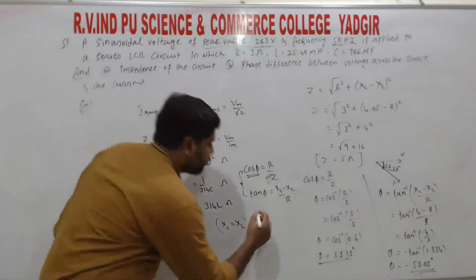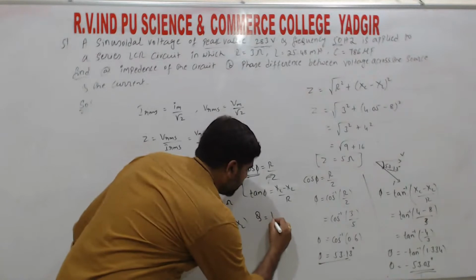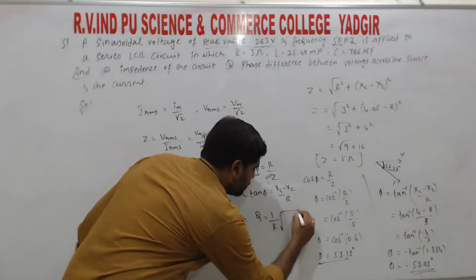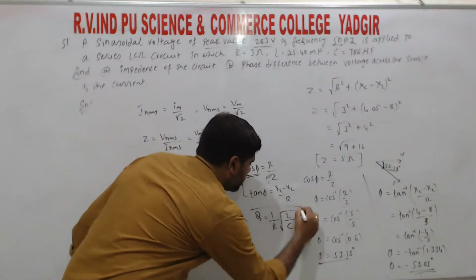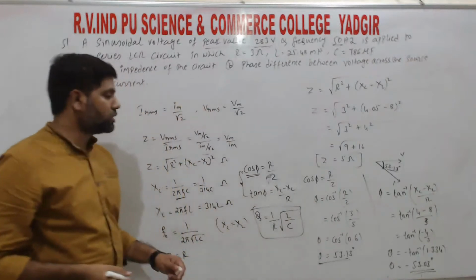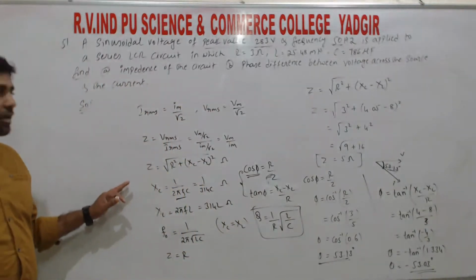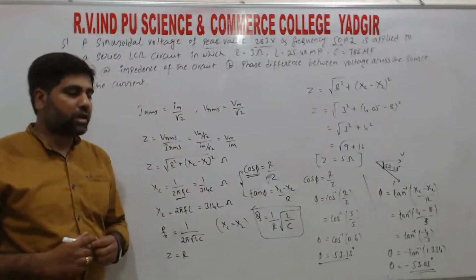The last one is the quality factor Q, which is equal to 1 divided by R under root L divided by C. If we know these two formulas, we can easily get 5 marks.